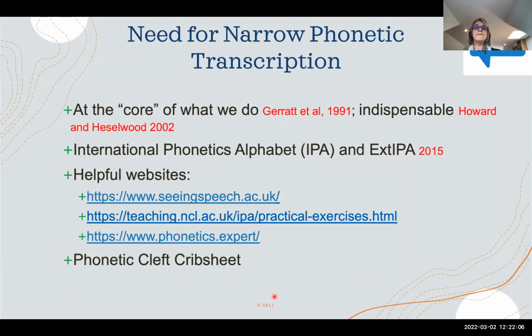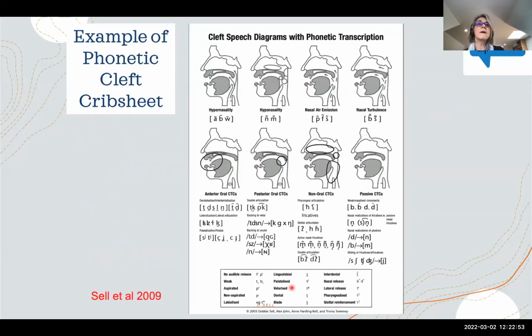So I've said that there is this need for narrow phonetic transcription, not only because that's at the core of what we do as speech therapists, and it's our unique selling point, if you like, in the cleft team. It's what we can bring to that team particularly. Howard and Hesselwood talk about it as being indispensable, and it is in cleft children. We base this on the International Phonetic Alphabet, the IPA, and its extensions, which were published in 2015. There are some helpful websites now available, several listed here. But if you look at these, there are an enormous number of different diacritics, and it can be rather overwhelming. So we do have this phonetic crib sheet, which is available, which is really trying to summarize the most common diacritics you need.